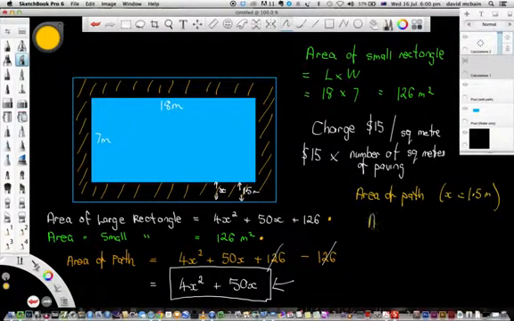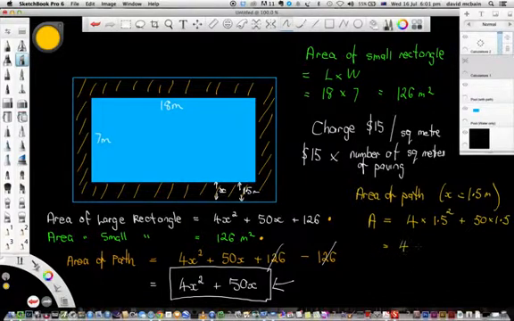So the area is going to equal 4 times x squared. Well, we're now substituting the value 1.5 where we see x. That's going to be 4 times 1.5 squared, plus 50 times x, but now we know that x is 1.5, so it'll be plus 50 times 1.5. So now what we have to do is just work that out, and it's okay to use your calculator here. So 1.5 squared is actually 2.25. So we're going to work out that part first.